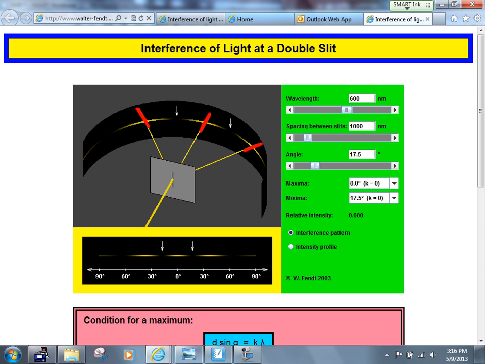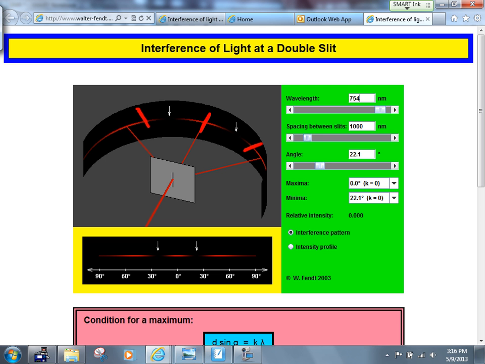I want to change the wavelength of this light. The wavelength, therefore the frequency of this light. Let's increase the wavelength, which decreases the frequency. We're going to shift from yellow light down to red light.